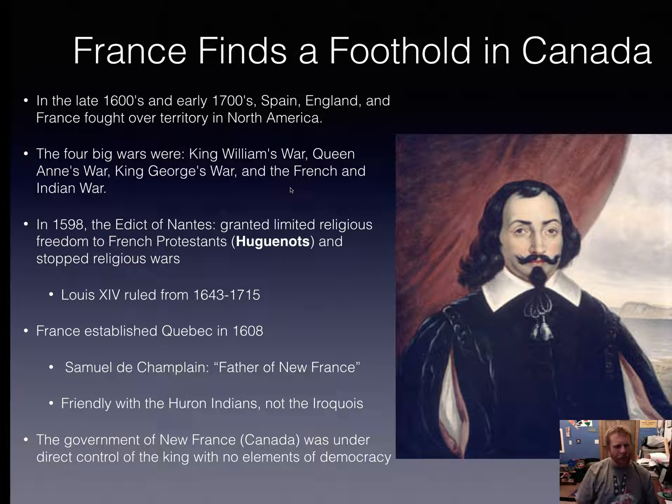The government of New France, which would eventually become Canada, was under direct control of the king, Louis XIV, the Sun King, with really no elements of democracy at all. So you can't see a lot of lineage of what became Canada or even the United States. By 1750, there's only 60,000 people living in New France, or Canada at the time, so it's not widely settled like America. America, at the eve of revolution, has 4 million people because Americans were prolific in the bedroom and had lots and lots of babies.